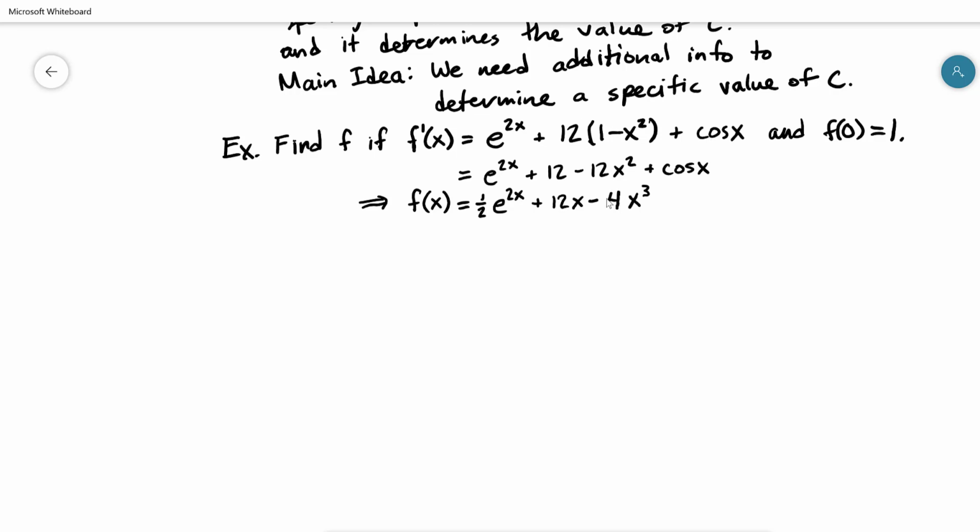I have found the correct coefficient in my antiderivative so that now when this power comes down, I will get a negative 12, like I wanted here.